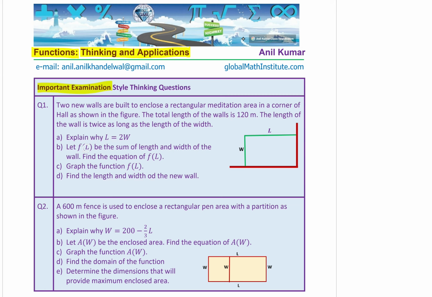Let f of L be the sum of length and width of the wall. Find the equation for f of L. Graph the function f of L. Find the length and width of the new wall. The diagram is given to you. I would like you to pause the video, answer this question, and then move on to the second one. So that is the length of the wall and this is the width of the wall which is being considered.